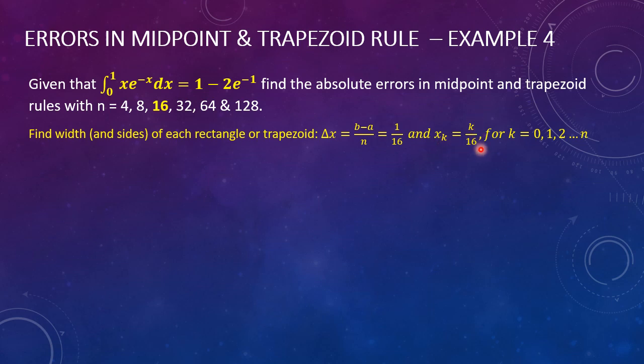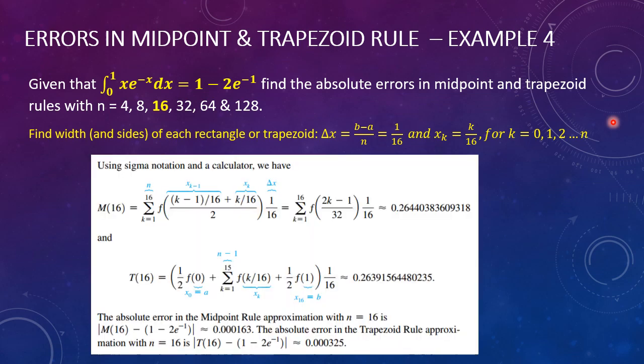That means each of our x values, our sides, equals k over 16 when we start with k equals 0, 1, 2, etc., all the way up to 16 in this problem. This is going to work for all problems. So for example, if we use n equals 4, we'd have 1/4, and x sub k would equal k over 4 for k equals 0, 1, 2, 3, 4, etc. Okay?